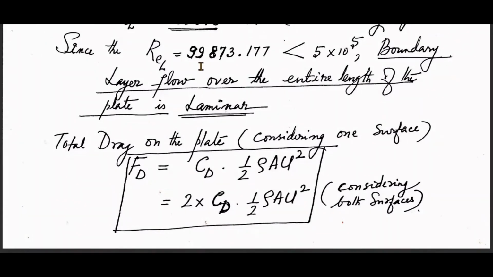Since it is less than 1 lakh, there is no question of the number becoming more than this. Therefore, since it is less than 5 lakhs, the boundary layer flow over the entire length of the plate is laminar. We can confirm that. So we calculated the Reynolds number.